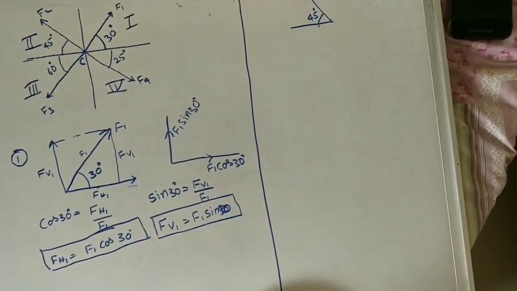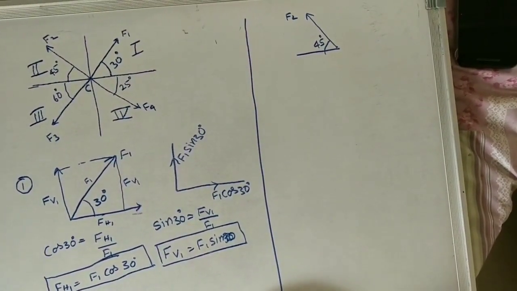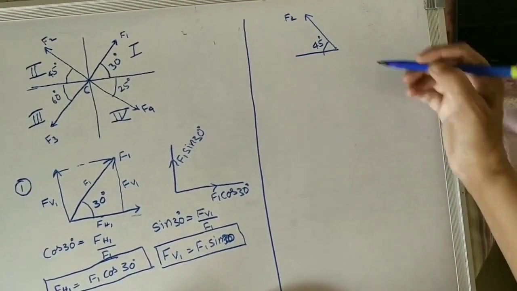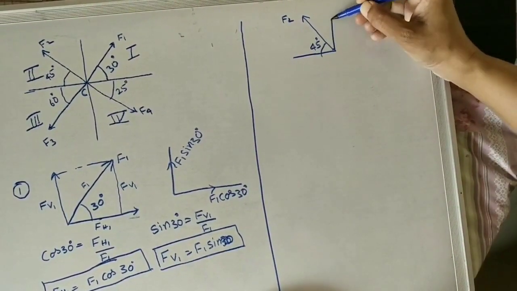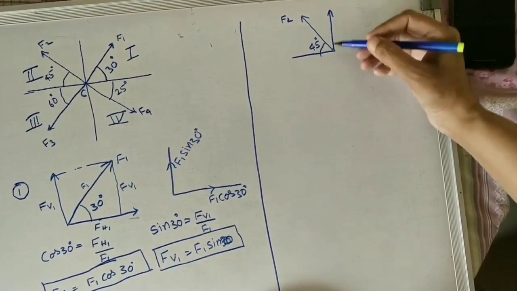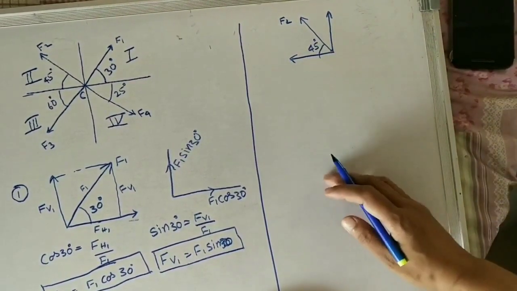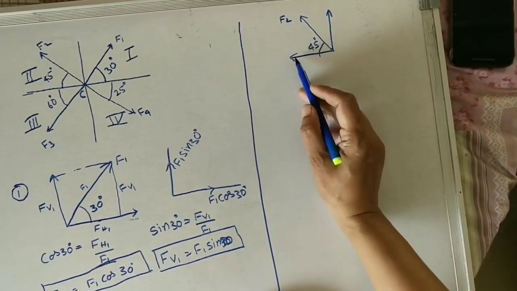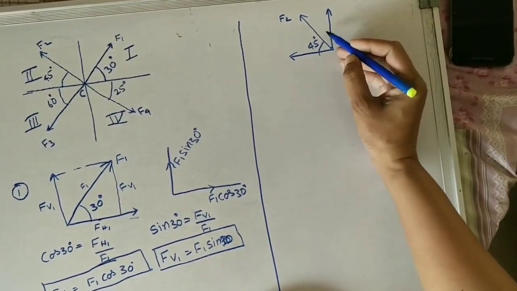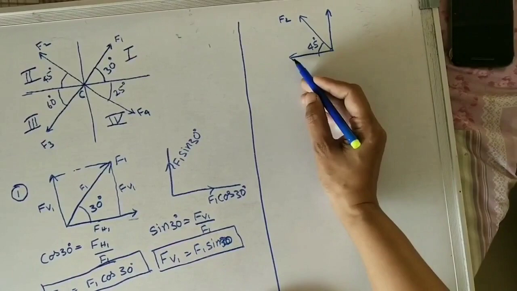There are two components, one horizontal and one vertical. Here the vertical component is acting in this direction. In the second coordinate, the x value is negative, so it is in the left side direction. So how do we find the vertical component and horizontal component?